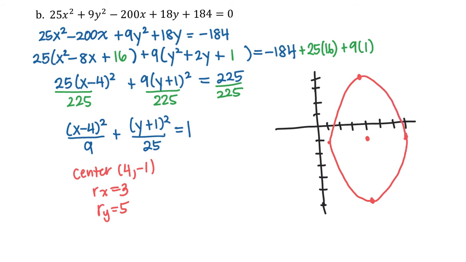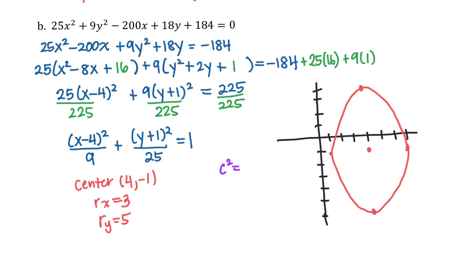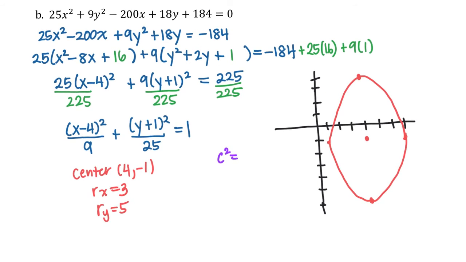Okay, now the only thing I'm going to need to calculate is the focal radius so I can graph the foci and write the coordinates of it as well. Okay, if you recall, the formula is c squared equals a squared minus b squared, where a is the larger radius. So between the 3 and the 5, the larger radius is 5. The smaller radius is 3. Okay, so the focal radius is going to be 4.